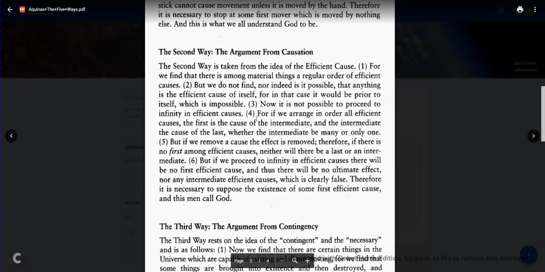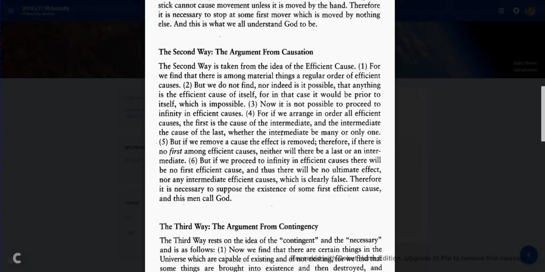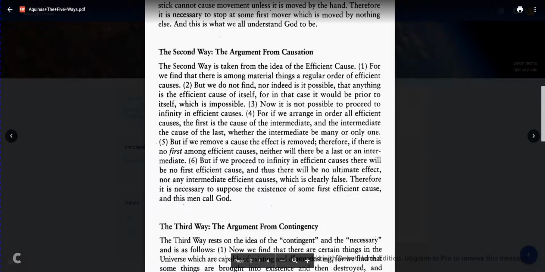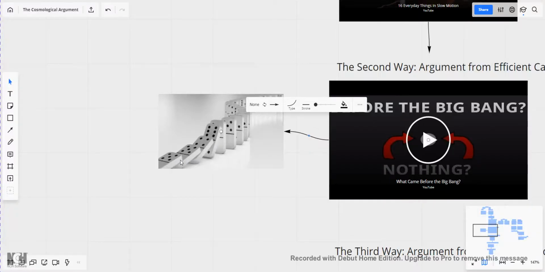All right. For if we arrange in order all efficient causes, the first is the cause of the intermediate, and the intermediate is the cause of the last, whether the intermediate may be many or only one. Let's have a look at what he means by that using the domino example. Look, here is a domino that fell. This domino fell, and that made that domino fall. This is the intermediate domino. It wasn't the first cause, but it was definitely the thing that caused this domino to fall. So really, all causes, if you think about it, have to be the intermediate cause. Something pushed this over, that made it the second cause, which made it the intermediate cause that moved that over, and so forth. Take a note, okay?